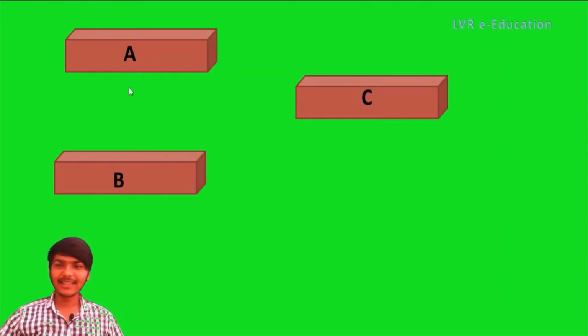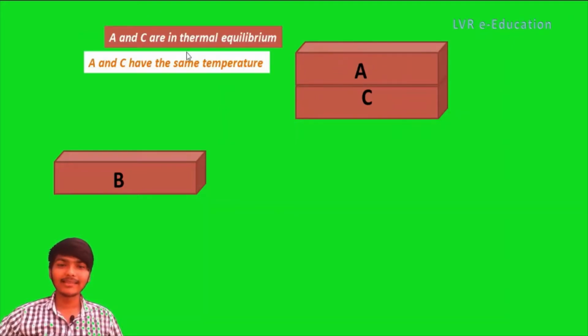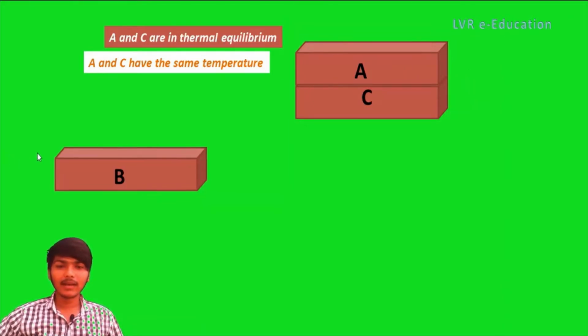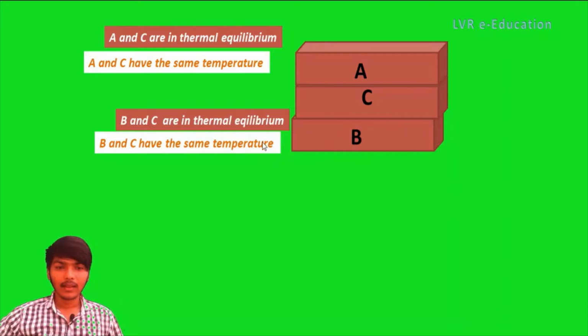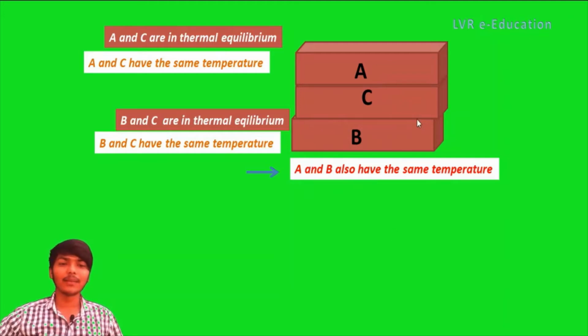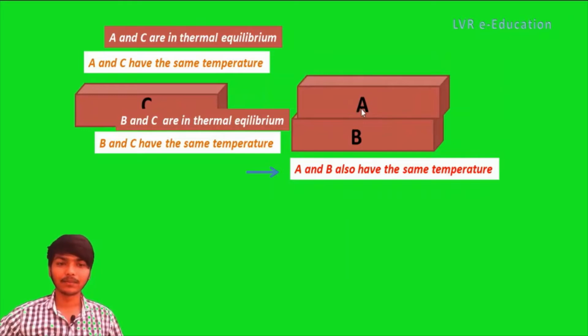So here you see three objects A, B and C. Let's first assume A and C are in thermal equilibrium. That means A and C have the same temperature. Similarly, assume that B and C are also in thermal equilibrium. That means B and C also have the same temperature. So from this we can conclude A and B also have the same temperature. That implies A and B are also in thermal equilibrium.